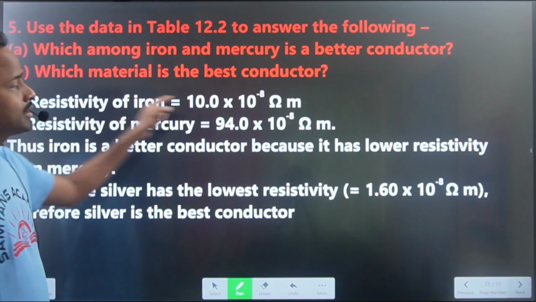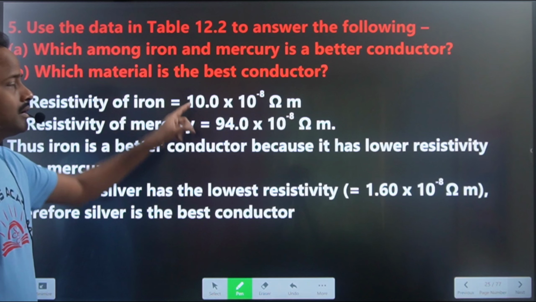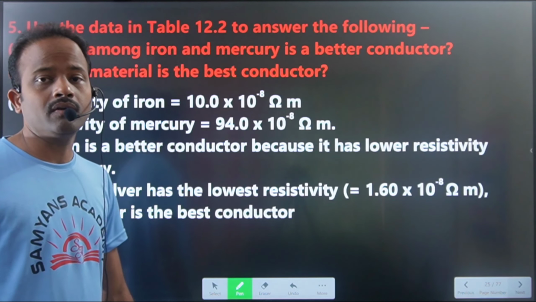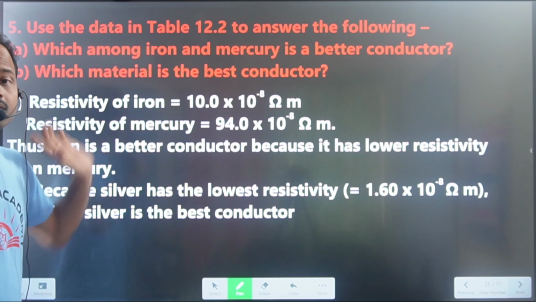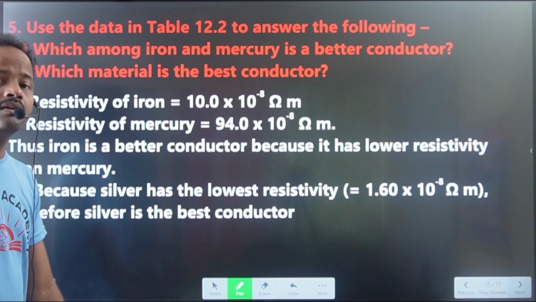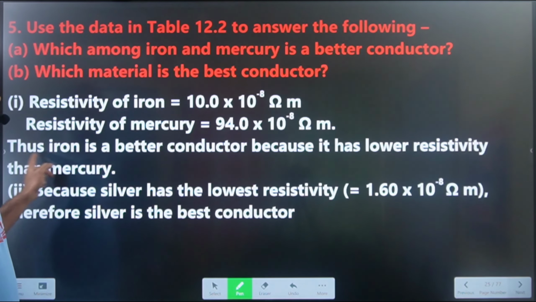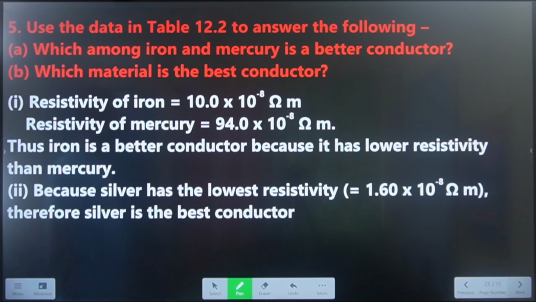And which one is having the low resistivity value? Iron is a low resistivity value. So now you tell which one is a good conductor here. Nice, good. Iron is a good conductor because it is having the low resistivity value compared to the mercury. Thus iron is a better conductor because it has a low resistivity than mercury.